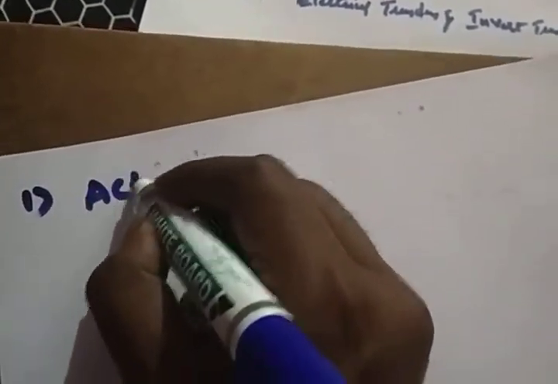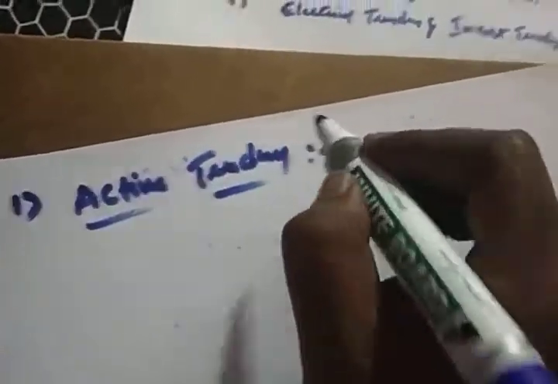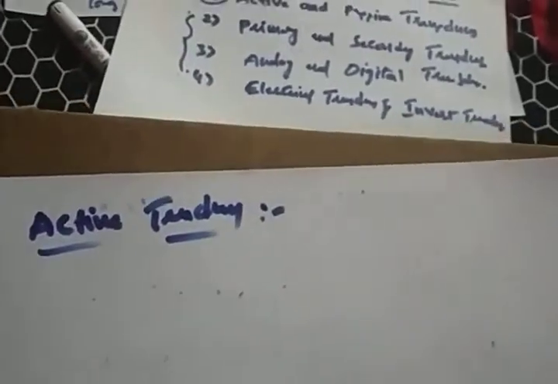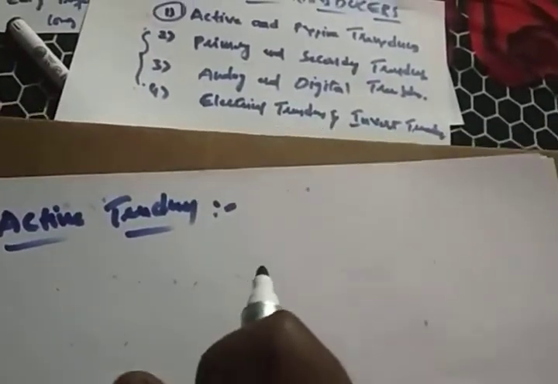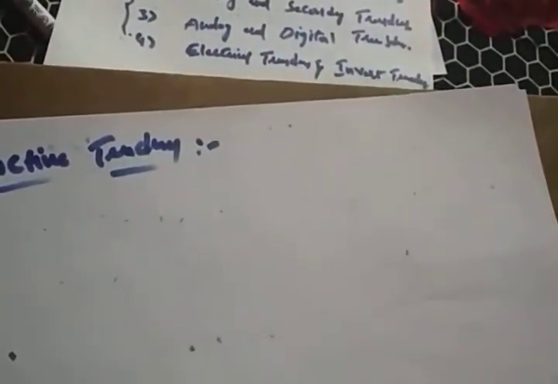I'll explain briefly. The first one is the active transducer. You know that an active transducer is nothing but an active element. So what are active elements? The elements which always deliver energy, right? They don't take electrical energy. You know about network elements, active elements and passive elements. Active elements means they always give energy for infinite time.